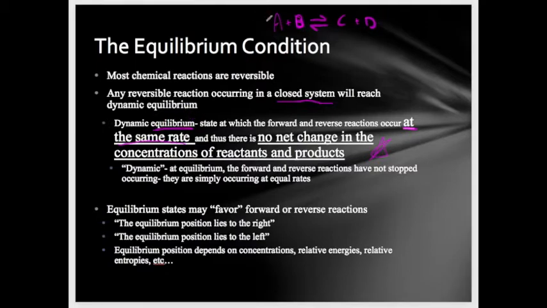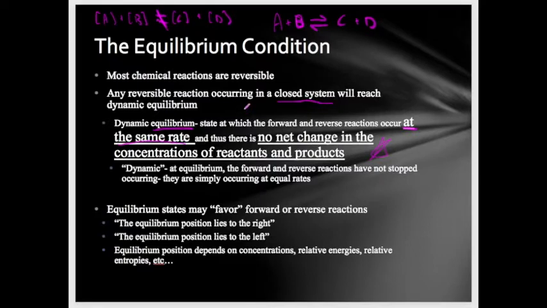The rates of these reactions become equal, and therefore the amounts of reactants and products become stabilized. Now listen, I'm not saying that the amounts of reactants and products become equal. I'm not saying that the concentration of A plus the concentration of B equals the concentration of C plus the concentration of D. I'm not saying that the amounts become equal. That's not what I'm saying at all.